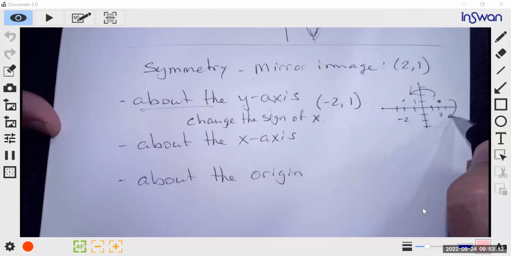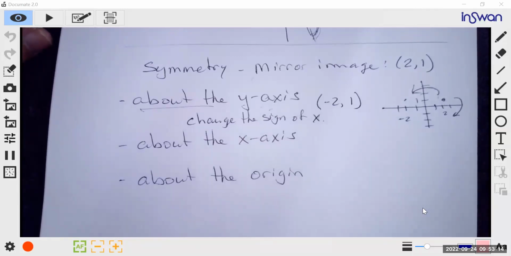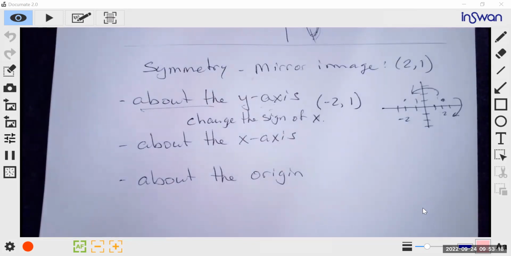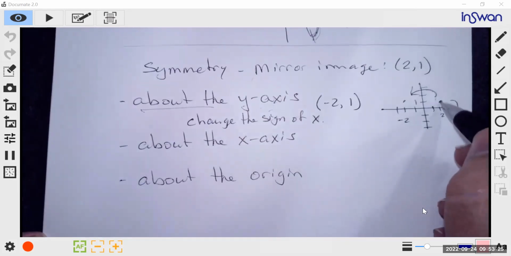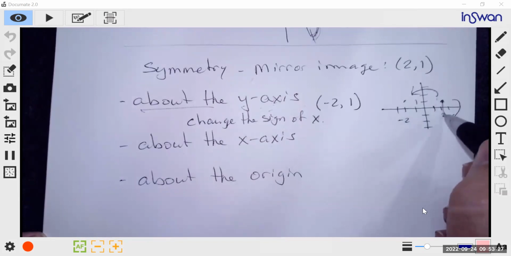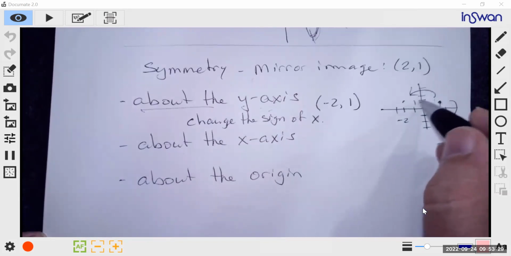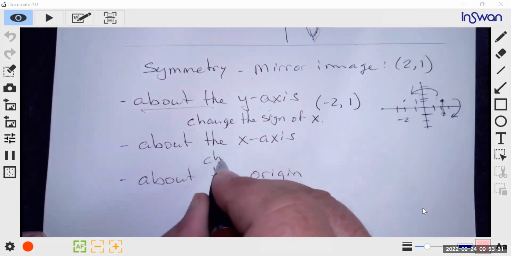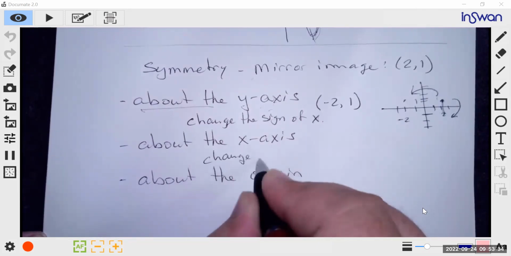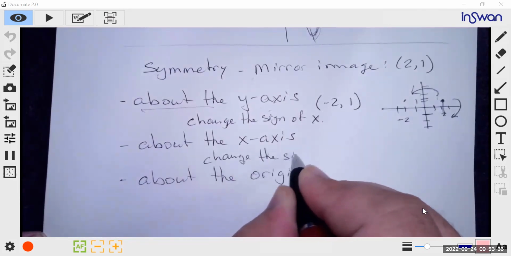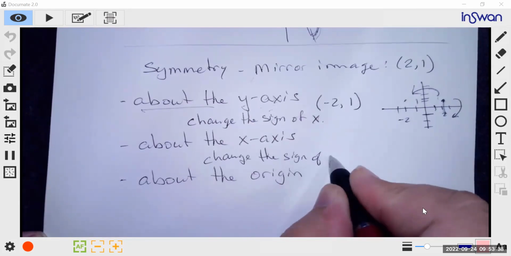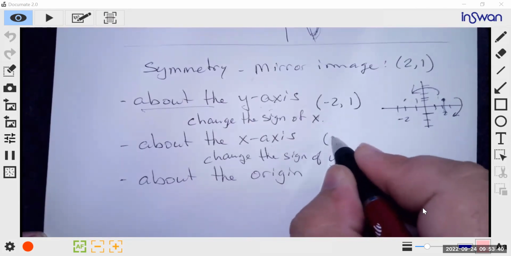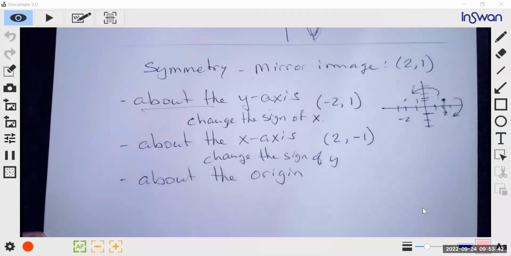If I flip across the x-axis, what changes? Does the sign of x change? No. Here you change the sign of y. So it would be (2, -1).